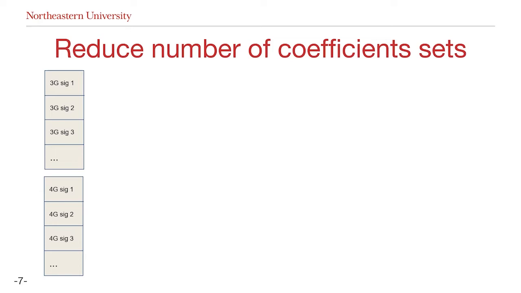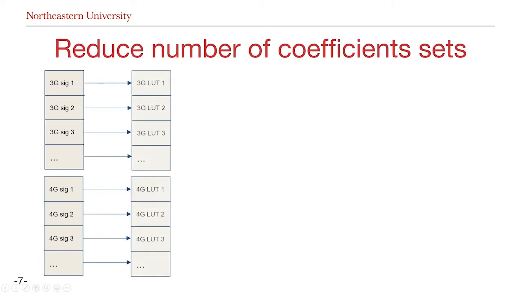Initially, we first deal with the power levels. We train the different coefficients for each power level signal so that we can have a mapping like this. We have a set of coefficients for each power level and each signal standard.